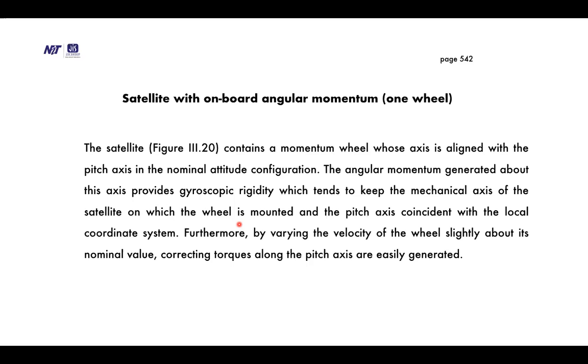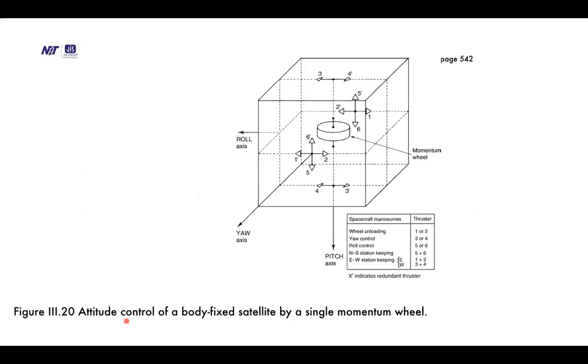Indeed, in the course of the orbit, there is an interchange between the roll axis and the yaw axis every 6 hours, and this permits yaw control using the measurement of roll that was available 6 hours earlier. Therefore, it is giving previous information also. So this is the attitude control of a body fixed satellite by a single momentum wheel.